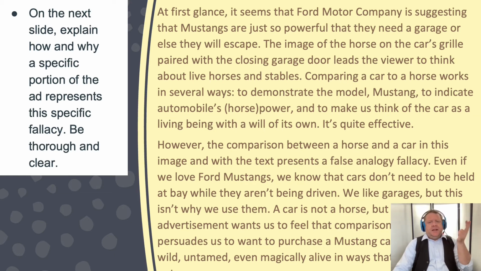Okay? The next one, so you have the presentation of the ad, you have the defining of the fallacy, and then the third slide is you do 2 different things. You explain basically the advertisement, like explain what it is. So this person says, at first glance, it seems that the Ford Motor Company is suggesting that Mustangs are just so powerful that they need a garage or else they will escape. The image of the horse on the car's grill, paired with the closing garage door, leads the viewer to think about live horses in stables. Comparing a car to a horse works in several ways: to demonstrate the model, Mustang, to indicate automobile's horsepower, and to make us think of the car as a living being with a will of its own.